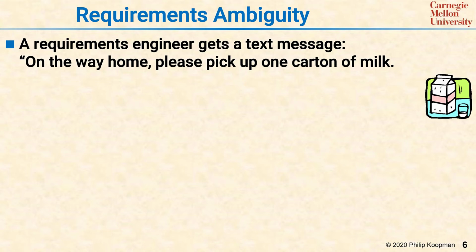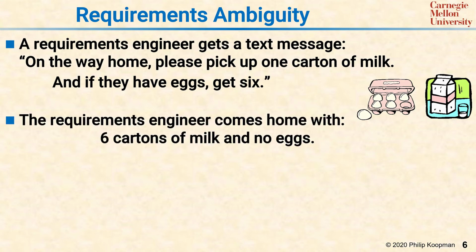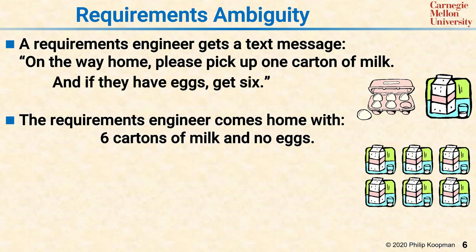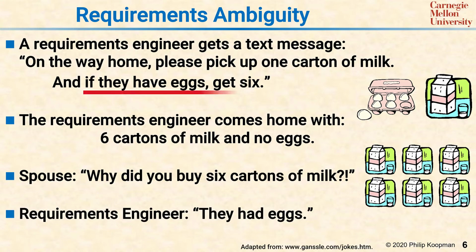But there's another part of the text. And if they have eggs, get 6. Okay, medium eggs, large eggs, brown eggs, white eggs. Okay, but got it. The requirements engineer comes home with 6 cartons of milk and no eggs. The spouse says, "Why did you buy 6 cartons of milk?" And the requirements engineer replies, "Well, they had eggs."